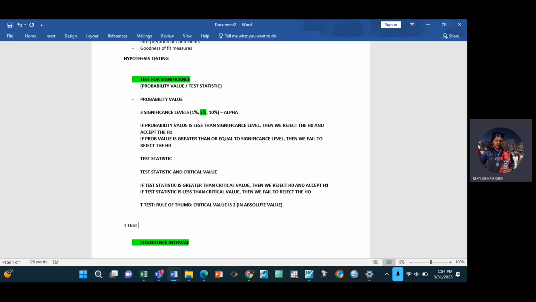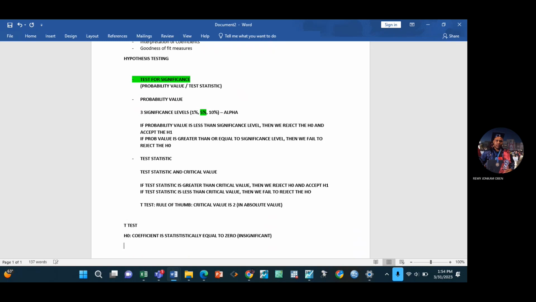So t-test, what's the null hypothesis? The coefficient is statistically equal to 0, right? Which means it is insignificant. What's the alternative hypothesis? The coefficient is statistically different from 0, which means it is significant.